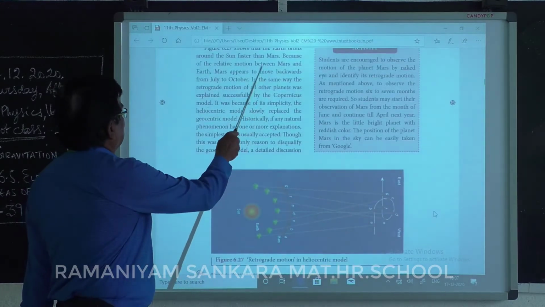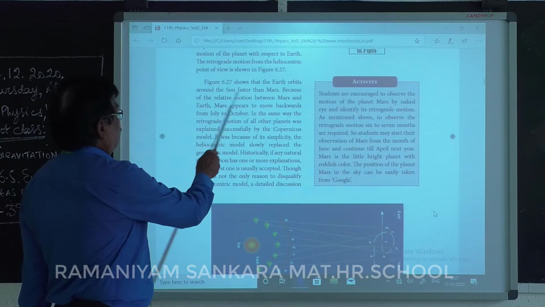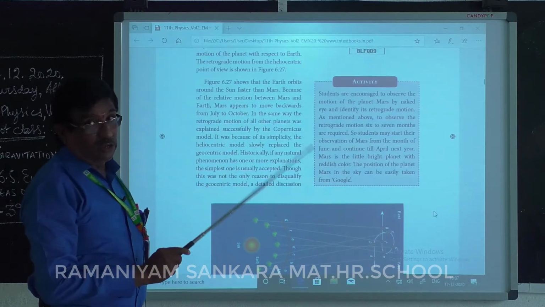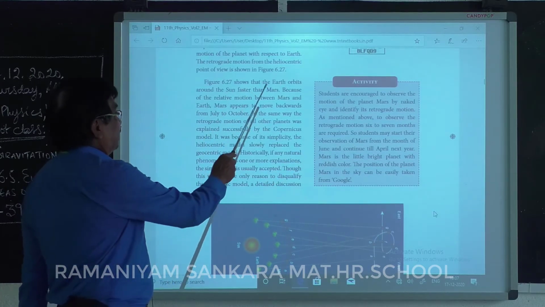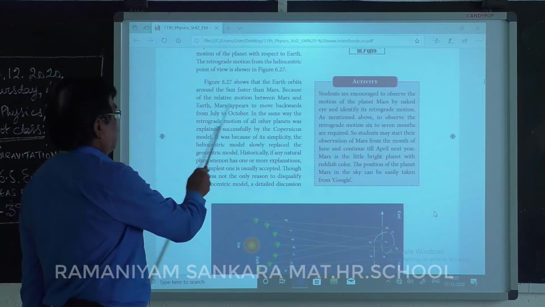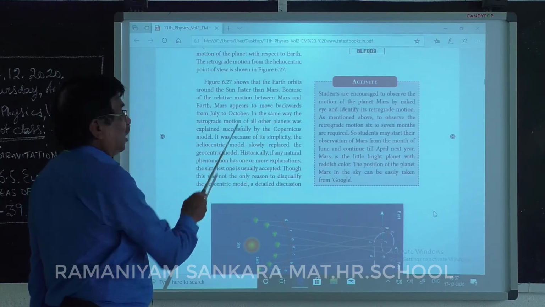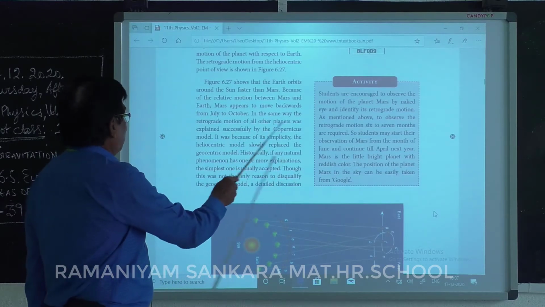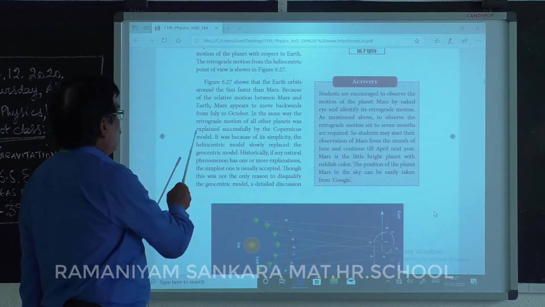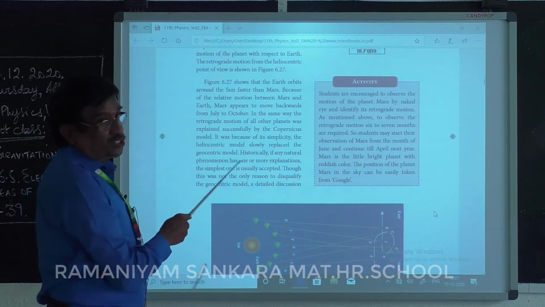The retrograde motion from the heliocentric point of view is shown in the diagram. It shows that the earth orbits around the sun faster than Mars. Try to understand: the speed of the earth is greater than Mars, and because of the relative motion between Mars and earth, Mars appears to move backward from July to October. In the same way, the retrograde motion of all other planets was explained successfully by the Copernicus model.